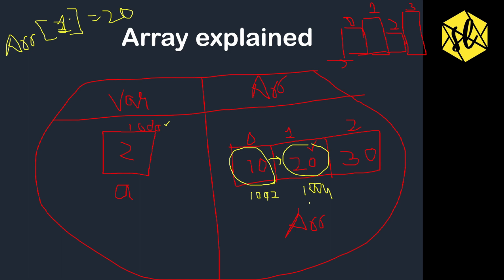We are taking the size of an int for this system as 2. That is why, as these values 10, 20 are integer type, we are increasing the memory location by 2. You can see 1002, and after that 1004, and after that we will have 1006, and this goes on like 1008, 1010. We are increasing by 2 because we have integer type values.